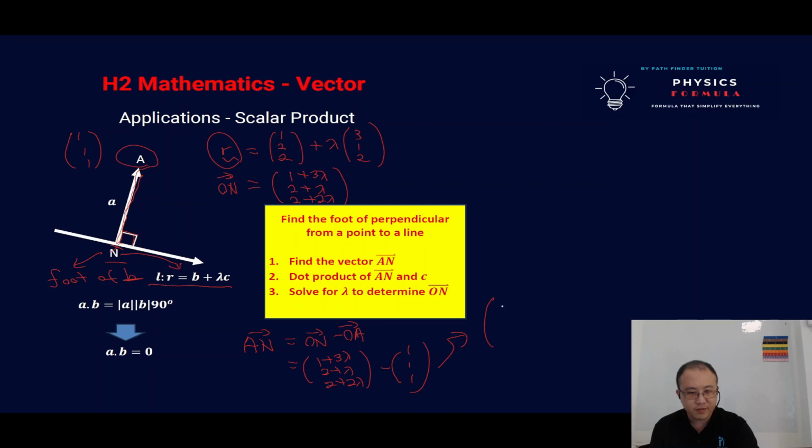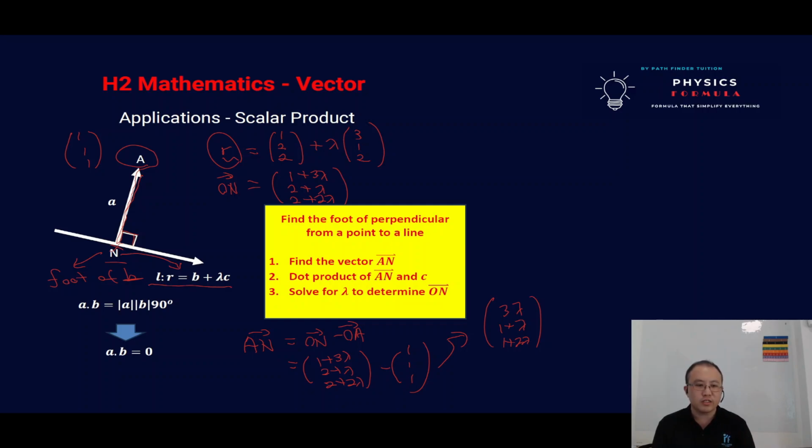It will be 3 lambda, 1 plus lambda, and 1 plus 2 lambda. So this will now represent the vector AN. And why do I do that? Now the last part, to find the value of lambda, we need to use the scalar product to help us.